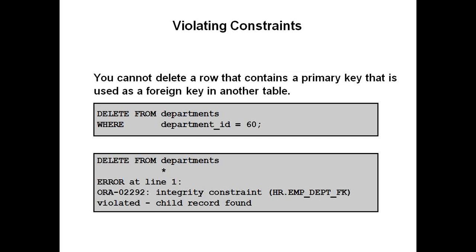And here you can see the delete command was written very simply, like delete from departments where the department ID is equal to 60. So here what happened is, you tried to delete a primary key, but a foreign key was already there which is referencing it. So that is the reason you would land up with that error, integrity constraint violated, child record found.